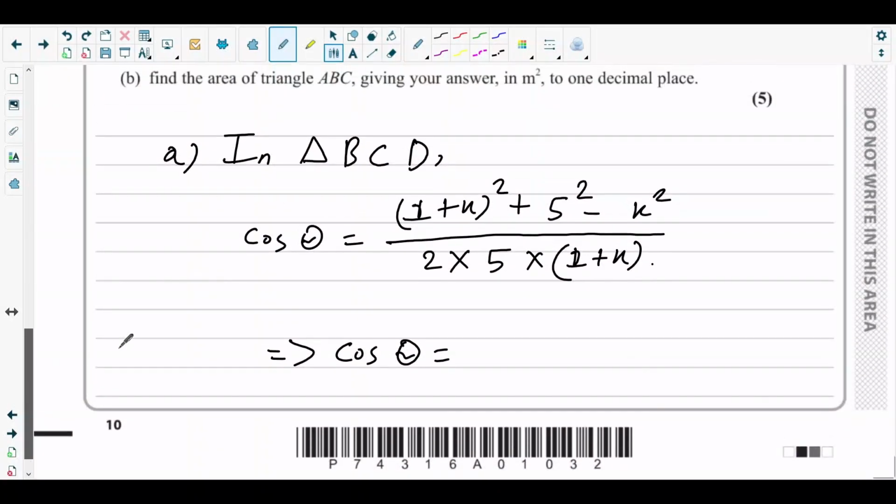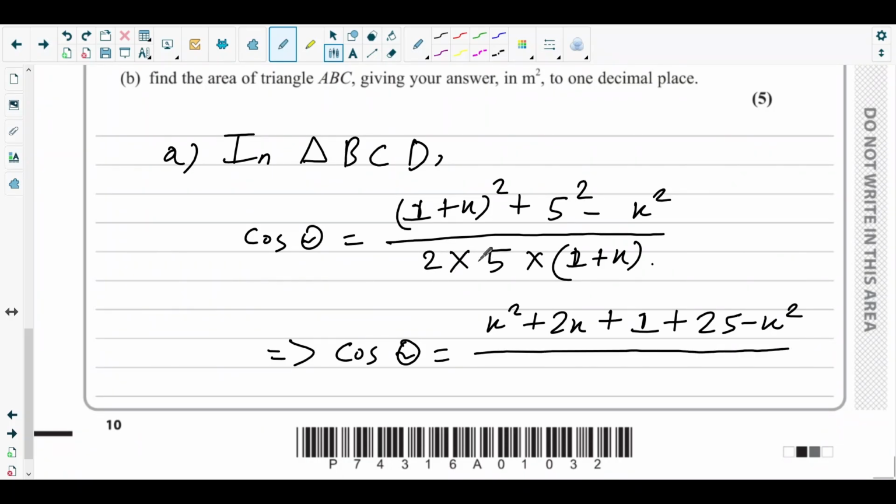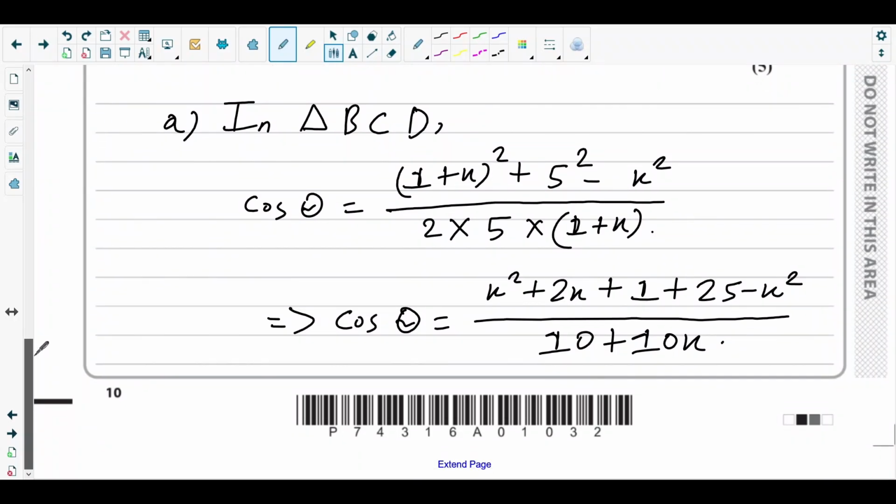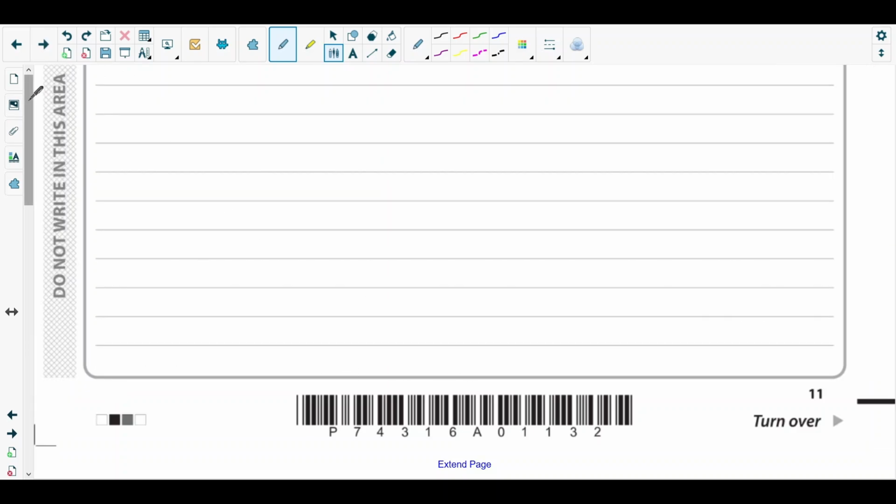Now we have to simplify it. 1 plus x whole squared is x squared plus twice of x plus 1 squared, plus 25, minus x squared, over 2 times 5, which is 10, so 10 plus 10x. The x squared and x squared cancel out from the numerator, and in the denominator it is 10 plus 10x.